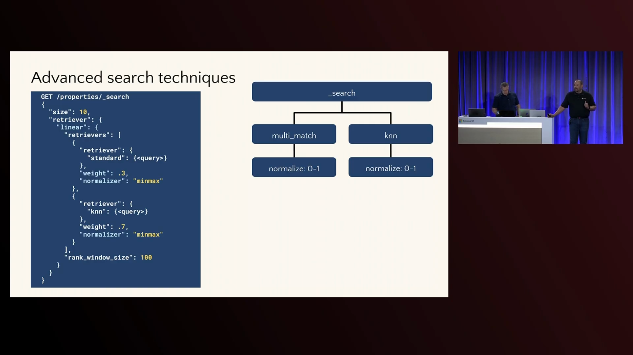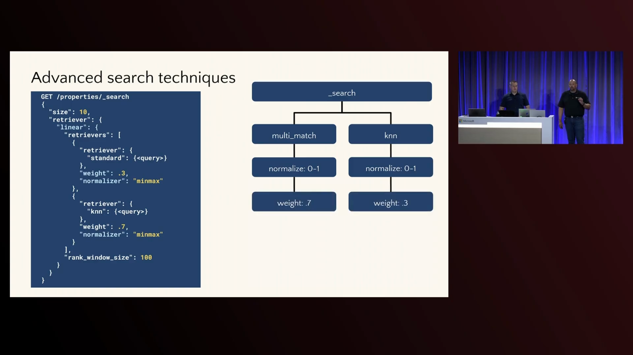We take the results back and we normalize them, and this is where linear retrievers are powerful, because when you have different search techniques in Elastic, they don't all do the relevance scores the same way. So we introduced a normalizer that allows us to say, all right, we're going to take the scores that come back from these two query blocks and we're going to make them even Steven.